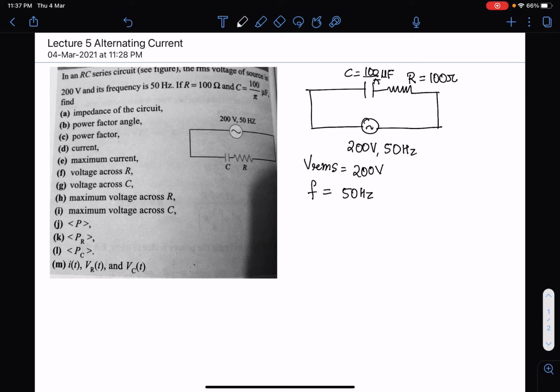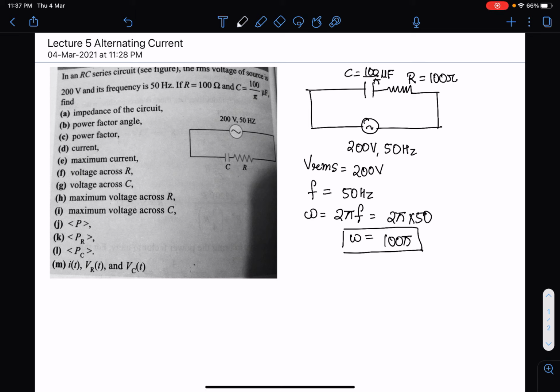So first, what you can do is we can calculate the value of omega here because omega will be required in calculations. So omega we write as 2 pi f. Keep omega calculated. So that will be 2 pi into f, which is 50, right? So this is equal to 100 pi. So the value of omega is 100 pi. We have calculated omega. Next we'll start solving each part here.